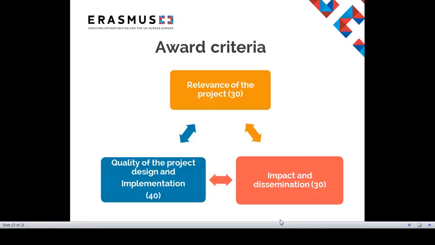Okay. Once the national agency is happy that your application is eligible, it will arrange for it to be assessed by external experts from a qualitative point of view against the award criteria published on page 73 of the program guide. You can see the 3 award criteria on the slide: relevance of the project, the quality of the project design and implementation, and your impact and dissemination plans.